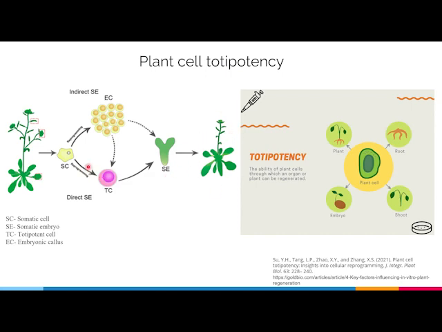So these are the steps via which plant cell totipotency can occur. First you take a somatic cell out and then it reprograms itself via either of two routes: direct formation of a somatic embryo via a totipotent cell, or indirect formation of a somatic embryo via an embryonic callus, which then forms a somatic embryo. And this gives rise to an entire plant. So this is how plant cells achieve totipotency.